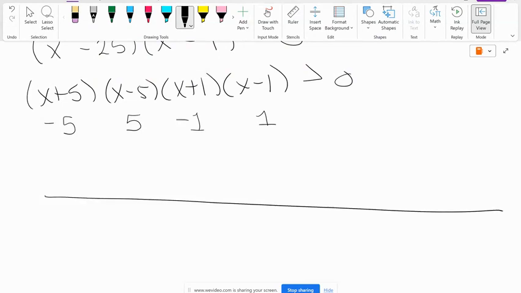We are testing smallest number, negative 5, so x is less than negative 5. Then we are testing between the two smallest numbers. So we are going to test between negative 5 and negative 1. Then we are going to test between the next two smallest numbers. What are the next two smallest numbers? So I did negative 5 and negative 1, then it's going to be negative 1 and 1.